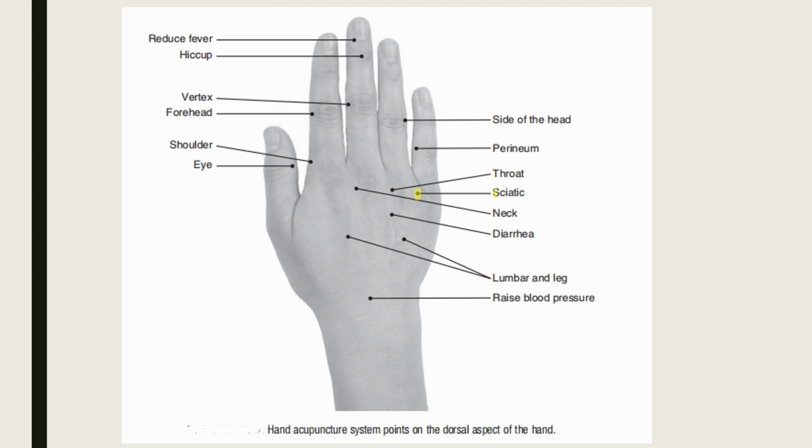Sciatic. Location: between the ring and little fingers at the ulnar margin of the metacarpophalangeal joint of the ring finger. Indications: pain in the low back, leg, hip, and buttocks.